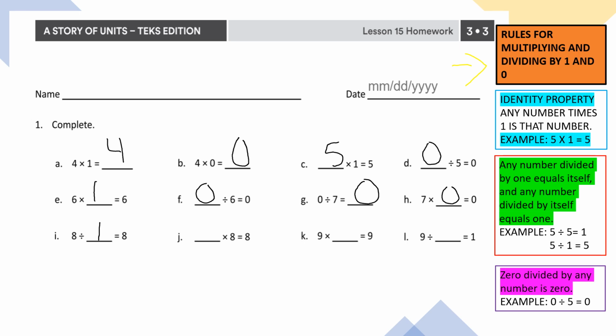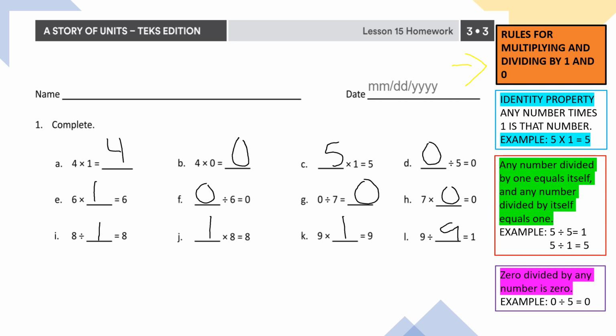J, blank times 8 equals 8. If you said 1, you are correct. Let's look at K. 9 times blank equals 9. If you said 1, you are correct. Let's look at L. 9 divided by blank equals 1. Look at your example over there for your rules. If you said 9, then you are correct. 9 divided by 9 equals 1.